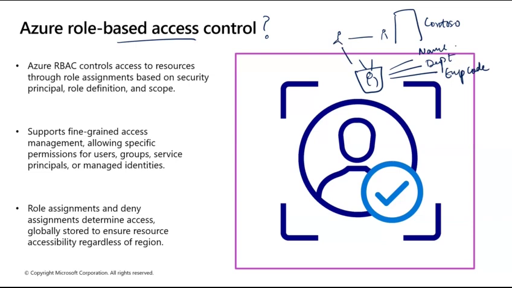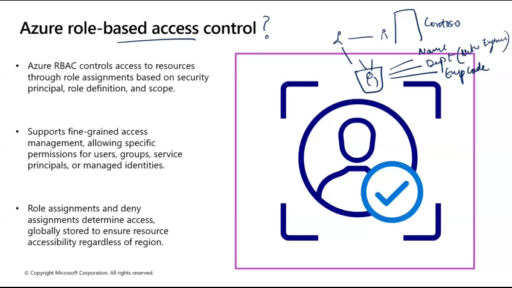So based on the department, let's say he's a network engineer. Okay, network engineer means he's coming from the IT department only. So he'll be able to change something with virtual networks, subnets, NSGs, firewalls, right? That is how role-based access control works.